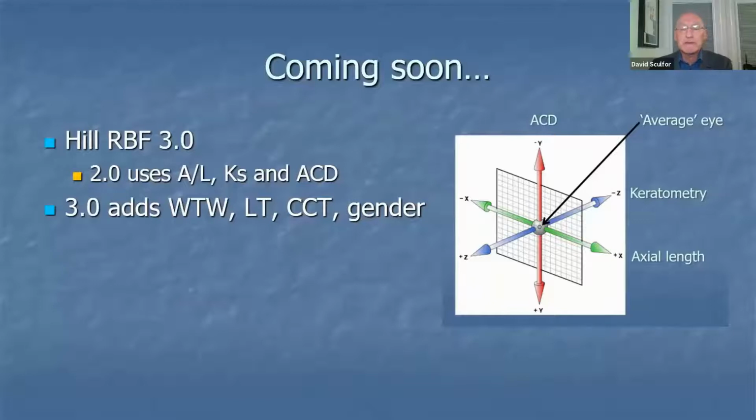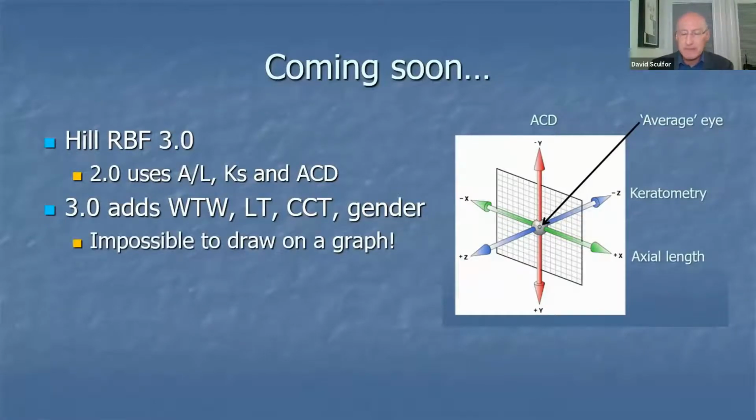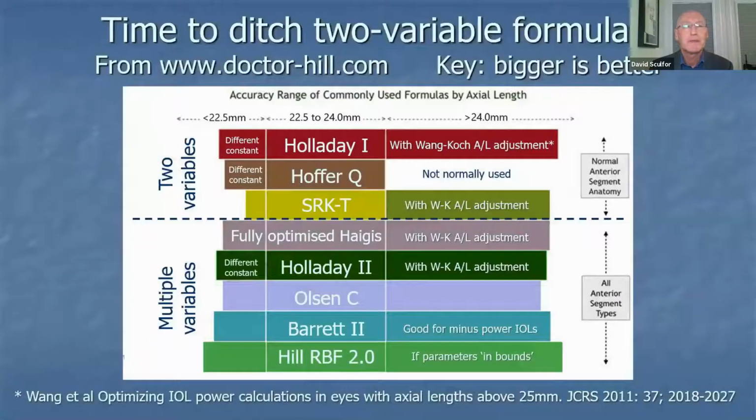Now, in fact, it's going to get even more sophisticated, unfortunately. So Hill RBF 3 is going to use white-to-white, lens thickness, central corneal thickness, and gender will be added into those equations. Now, I'm afraid I was really rather cross when I heard that, because there is no way that I can draw all those different parameters on a 3D graph. So that's rather shocked my fox. But I think the key take-home message of this bit is that it is time to ditch two variable formulas. So the days when we just measured axial length and keratometry, those days really are past now.